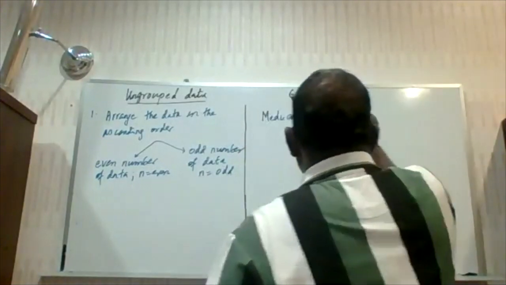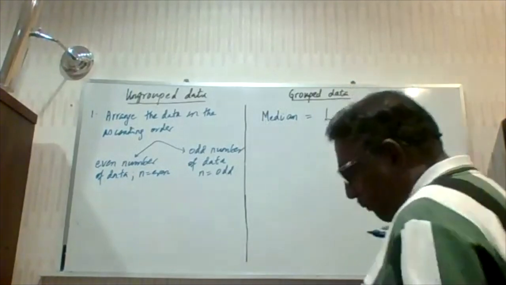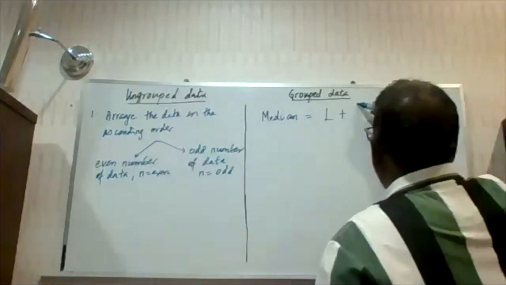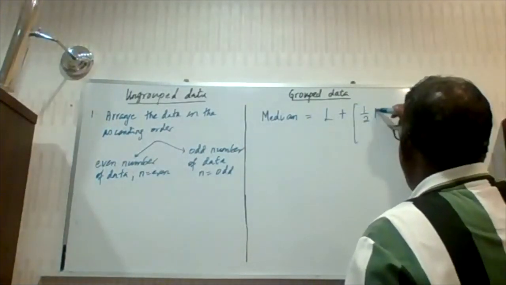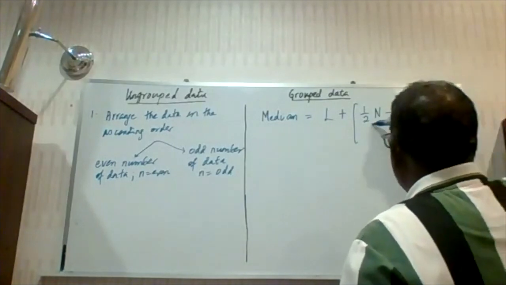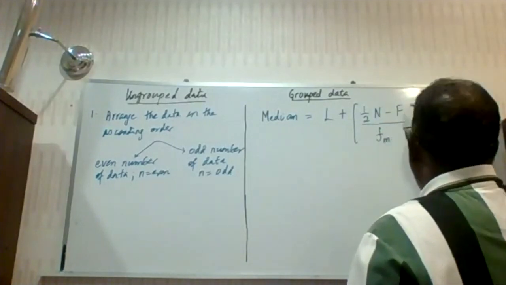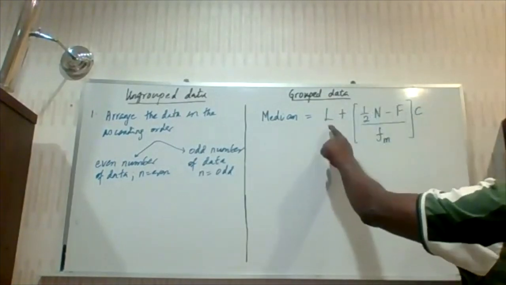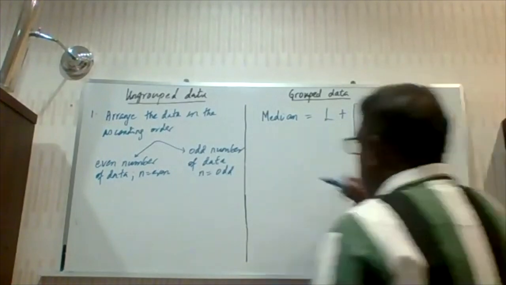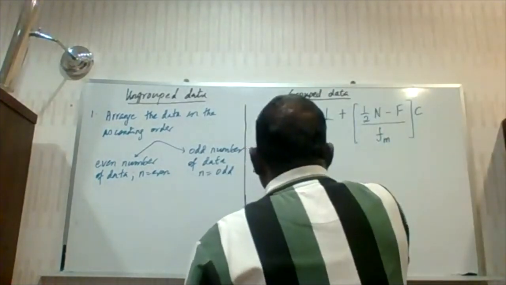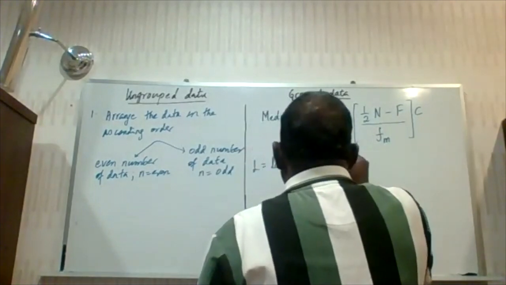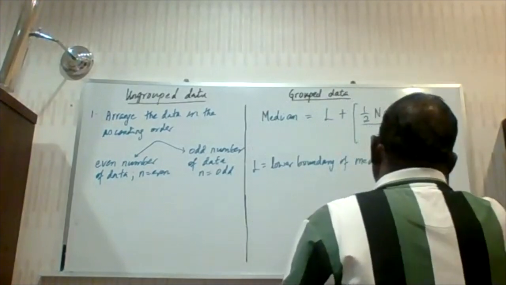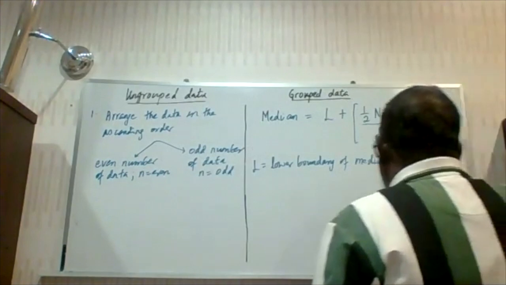The formula is L plus, half N minus F divided by small f m, and the whole thing multiplied by C. Even if you know the formula, you have to know how to use it and what it means. This formula will be given to you, but you must understand what L represents. L is the lower boundary of the median class.